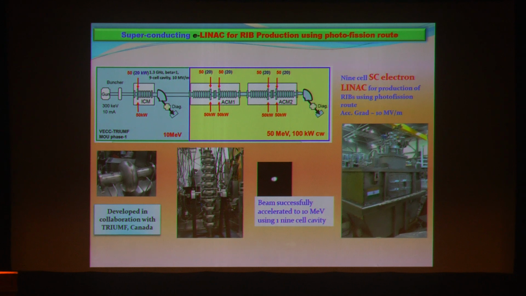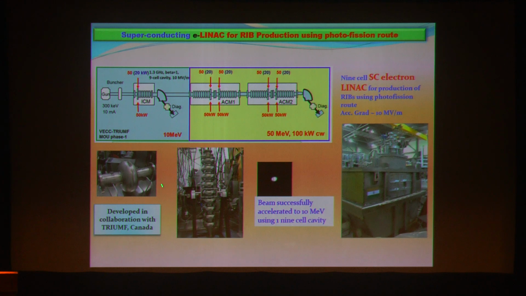So we need a superconducting electron linac. The idea of producing using the photo-fission route is that you need a 50 MeV, 2 milliampere electron linac. That will be done using 5 such 9-cell superconducting cavities. TRIUMF in Vancouver had a similar requirement, so we joined hands together and we have already developed one such 9-cell cavity.